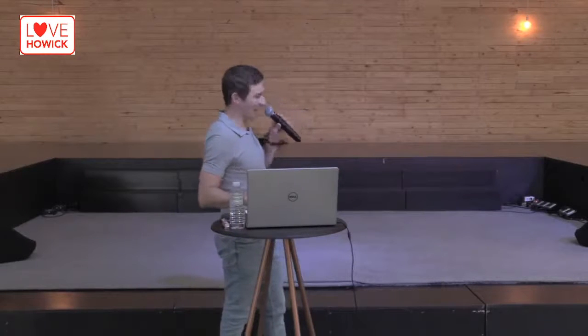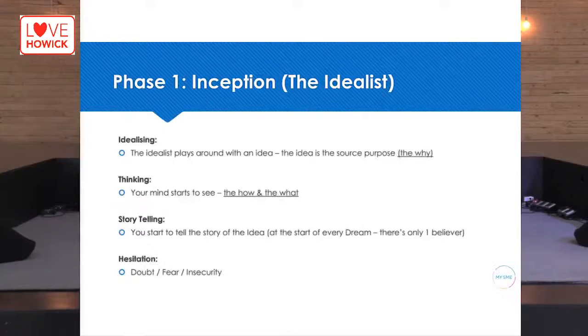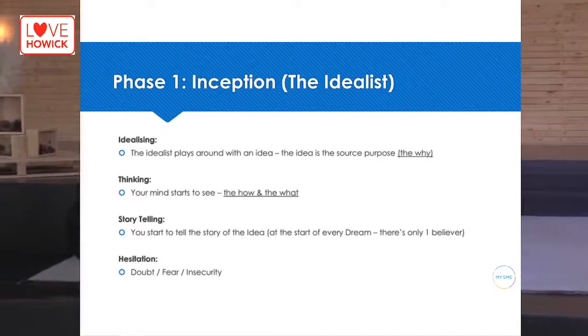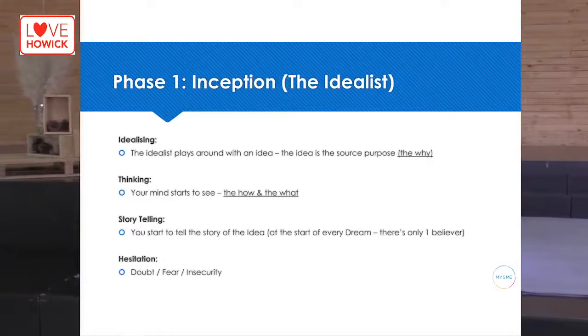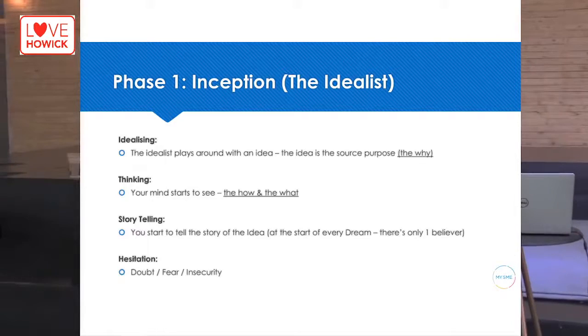Right, next slide. Quickly, we're going to take a look at how a vision develops, and there are 3 vital phases to vision development. The first one is inception. Inception is where the idea gets birthed by the idealist. The idealist births an idea. The idea is an idea worth working for.